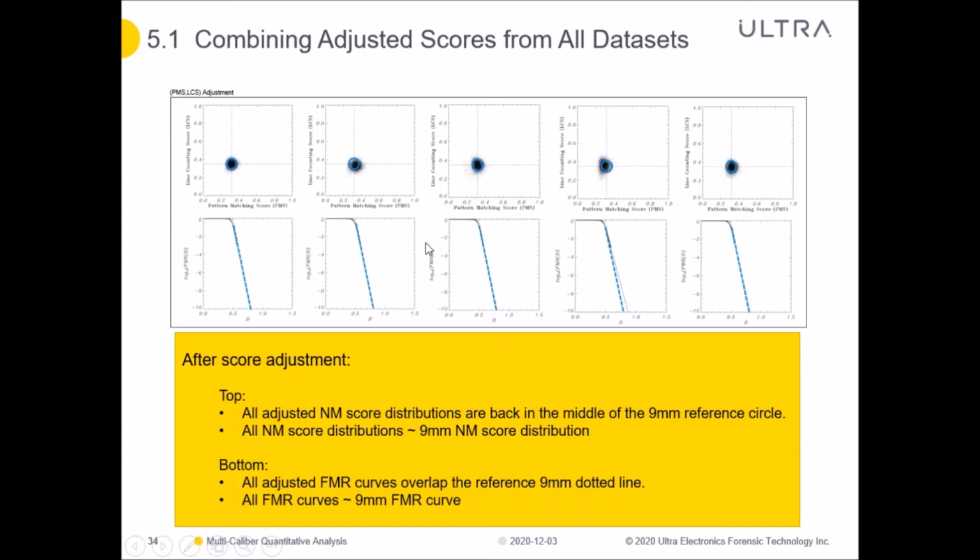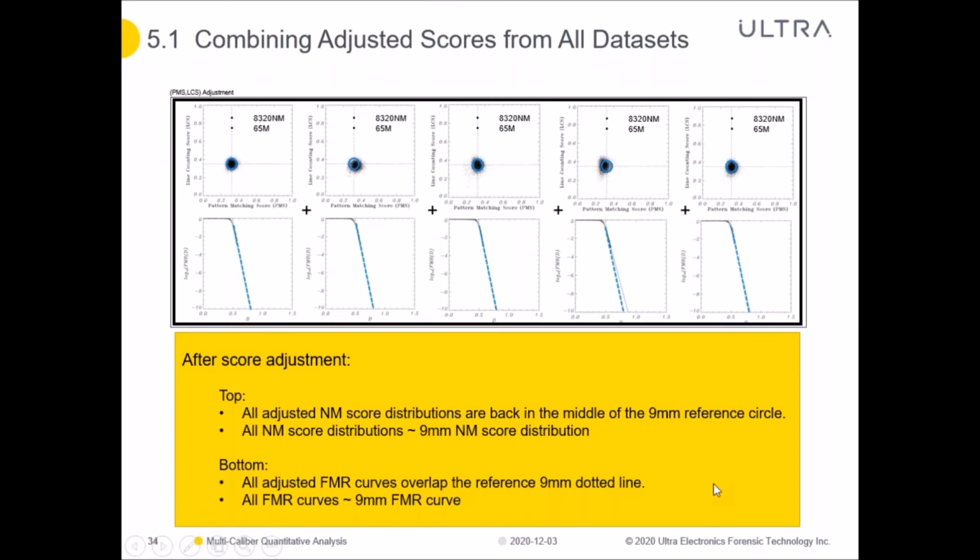At the bottom, all adjusted false match rate curves overlap with the reference dotted line that corresponds to 9mm. So it means that all false match rate curves are nearly identical to the 9mm false match rate curves. This is exactly what we wanted. The only difference is for 45 right here, but it occurs at a really low false match rate, 1/10 to the 10, and that difference is within the confidence interval.